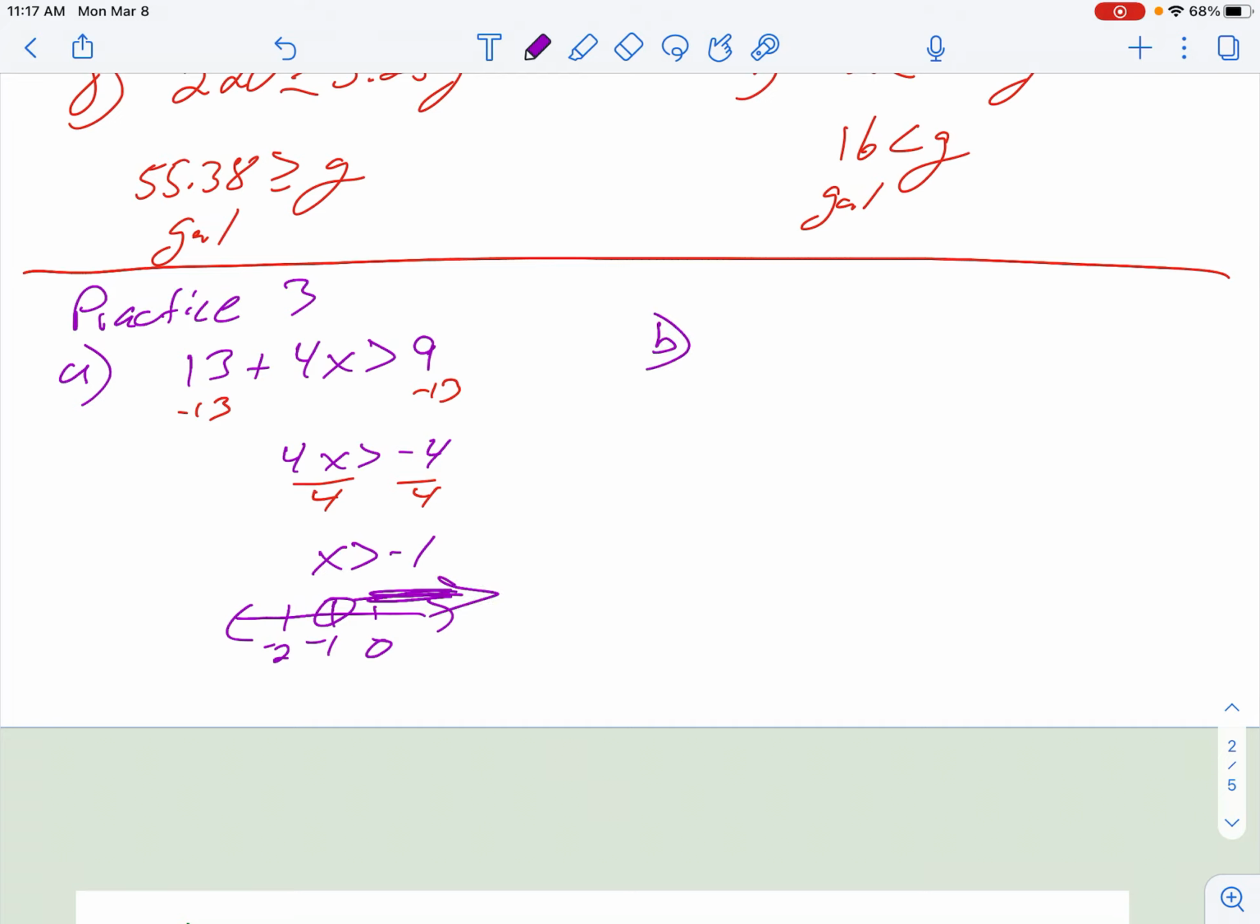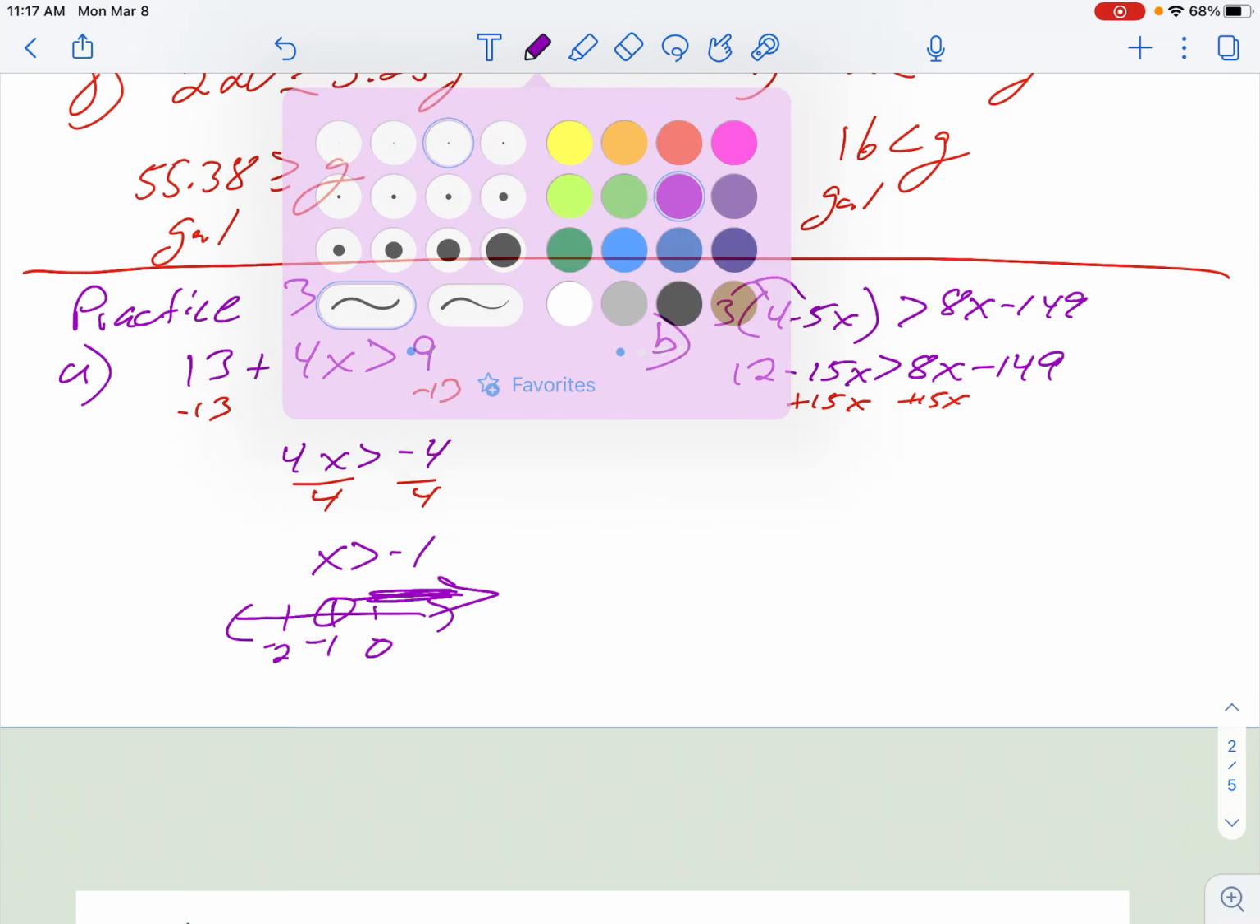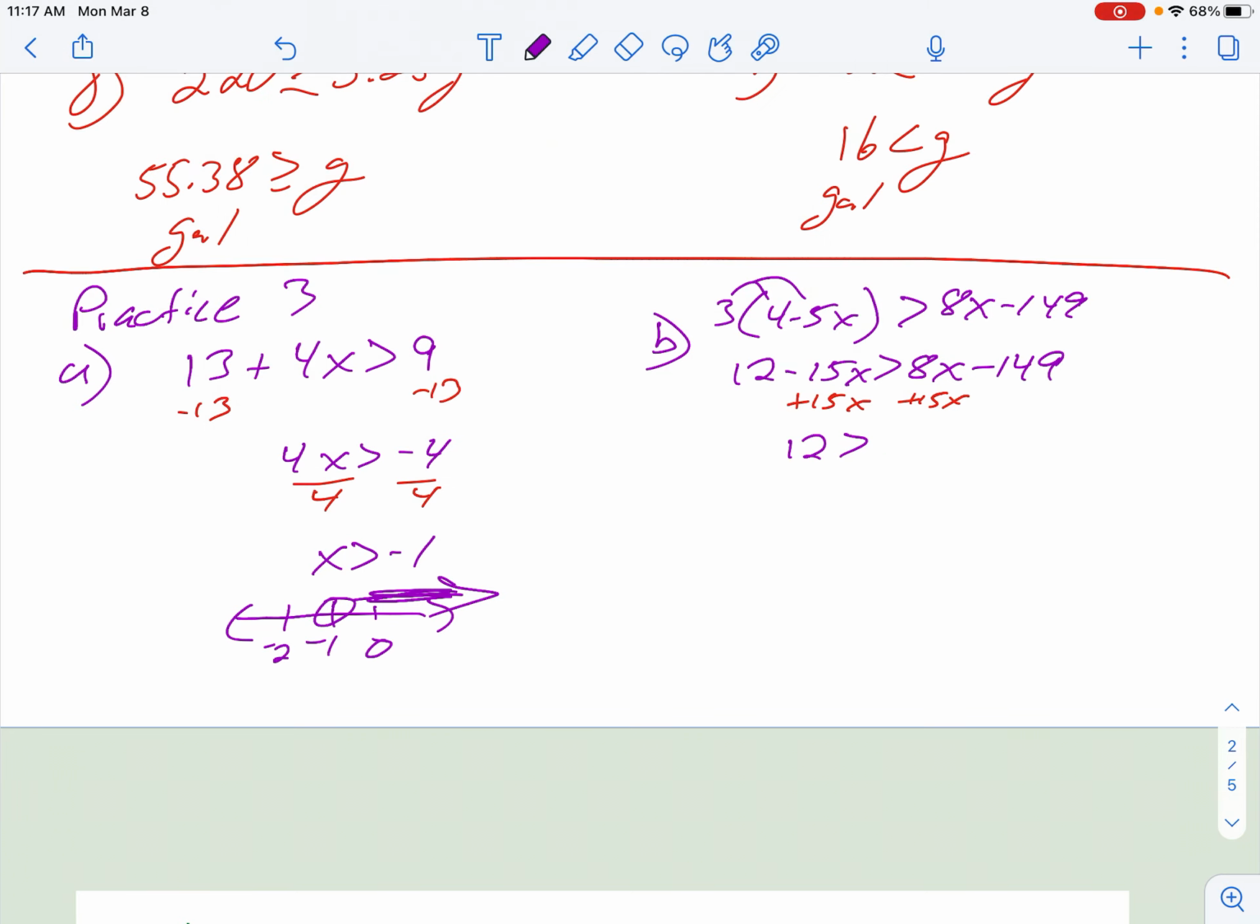Practice B. 3, 4 minus 5x greater than 8x minus 149. I'm going to start off by distributing. And I have x's on both sides, so I'm going to go ahead and move the smaller one. I tend to move the smaller one by adding 15x. And I get 12, and then on the right-hand side, 23x minus 149.